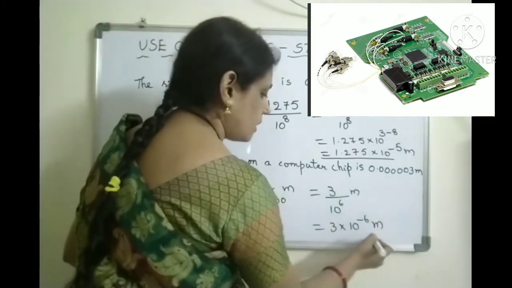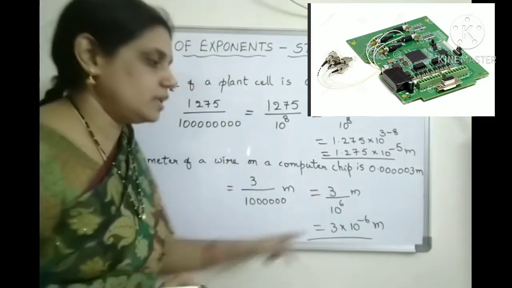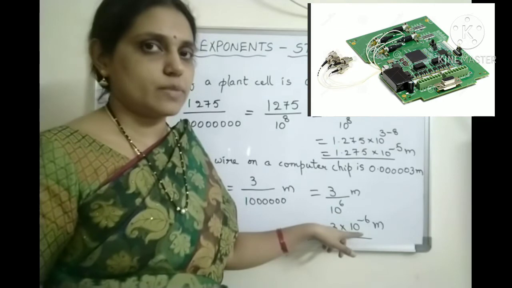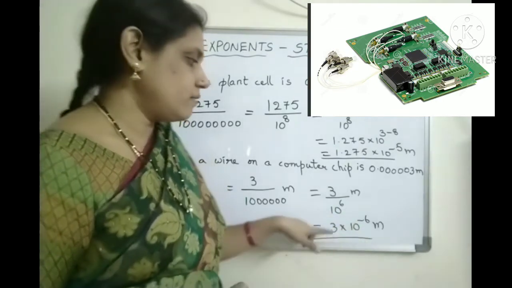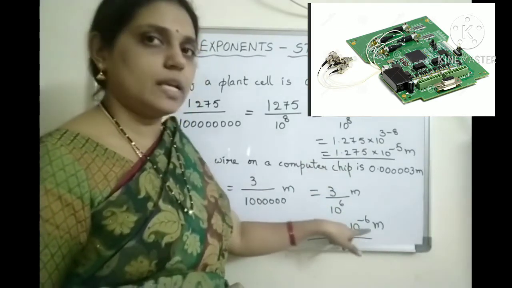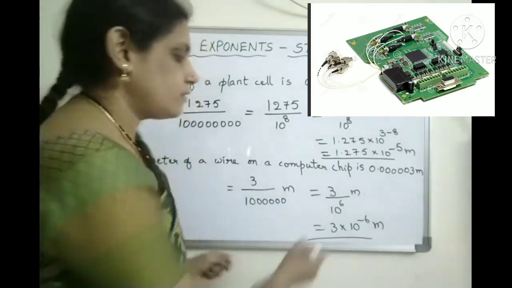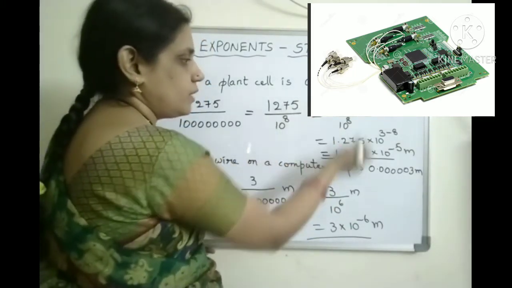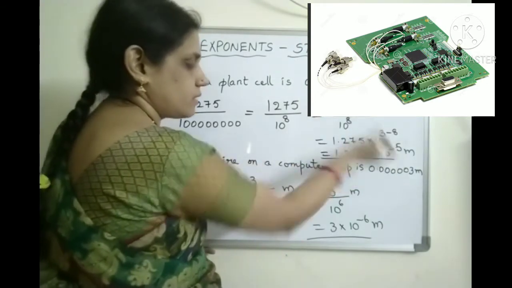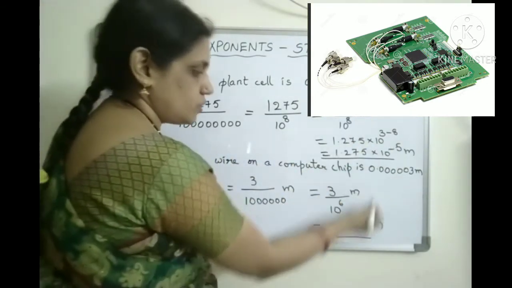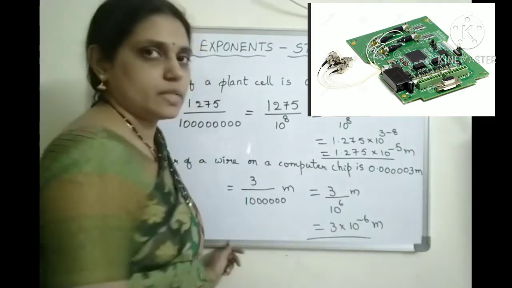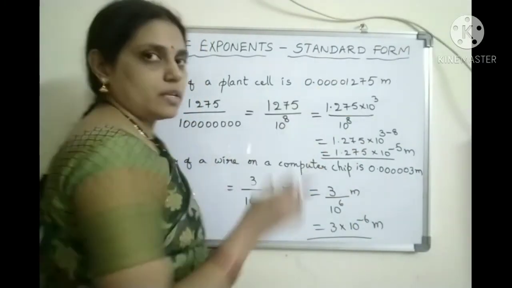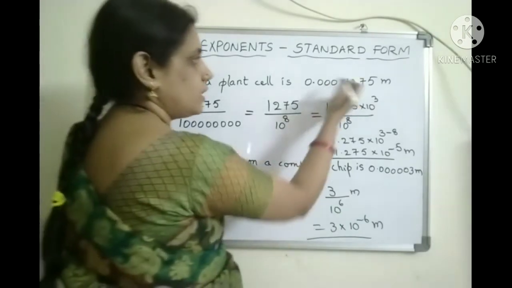So very small numbers are expressed using negative exponents. Very large numbers are expressed with positive exponents, and for very small numbers we get a negative exponent. If you observe these two, here we got 1.275 into 10 to the power minus 5 meters. Here 3 into 10 power minus 6 meters. If you observe these two standard forms, we can write a short method. What is that, we will see.